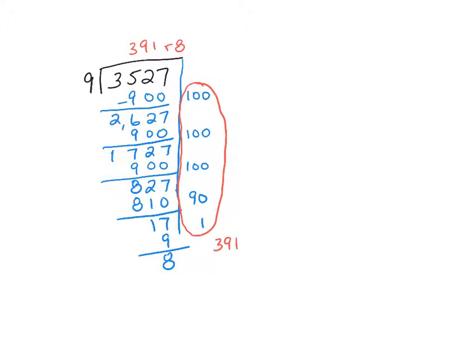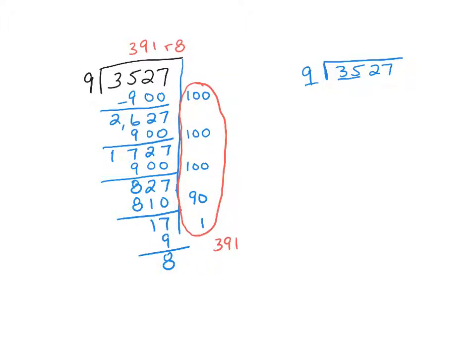I mentioned I'd also do this just the regular algorithm way. And once again, I don't care which method you choose as you go through and do this. But if I'm going to do it the regular algorithm method, I'm going to say to myself, how many sets of 9 are there in 3? Well, there aren't any, so I'm going to have to say how many sets of 9 are there in 35.